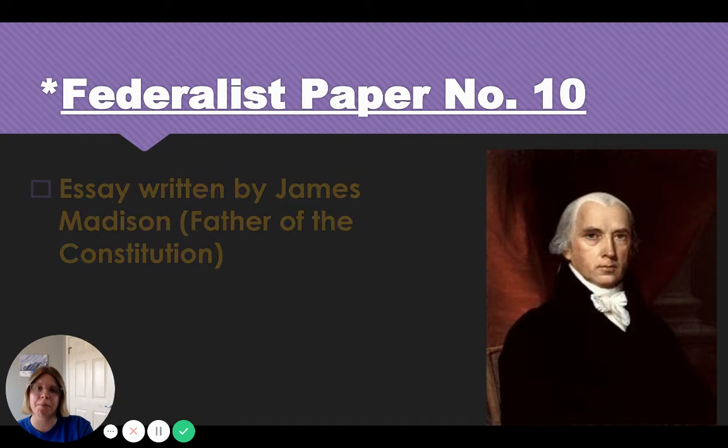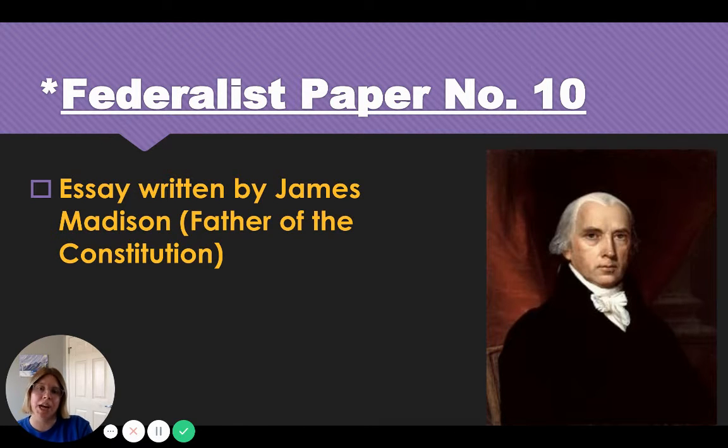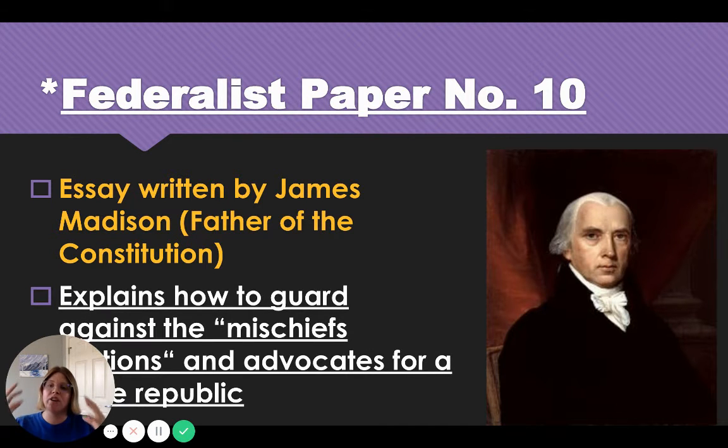So Federalist Paper number 10 was an essay written by James Madison, who's also called the father of the U.S. Constitution, because he wrote kind of the first draft of the Constitution. Federalist 10 talks about how to guard against the mischiefs of factions, and it advocates for a large republic. Basically, the essay addresses the problem of factions, these groups of people that are trying to take rights away from the minority. And he basically says the way to protect best against that is having a large republic, a republic where people are represented, but over a large geographic area.